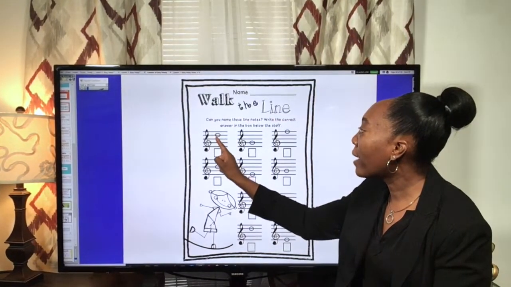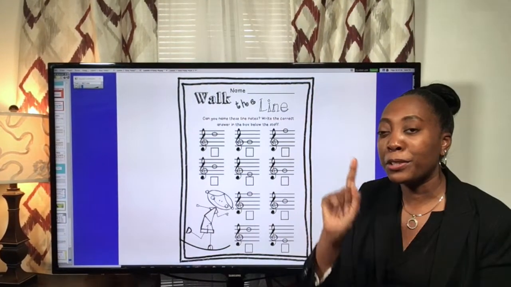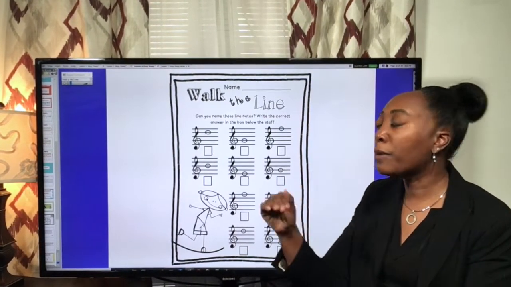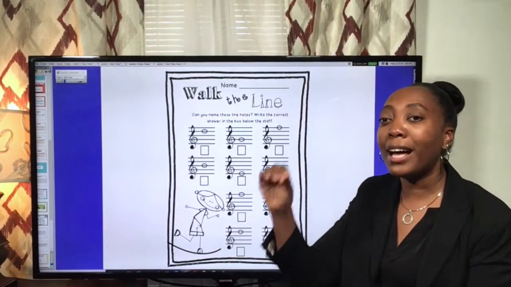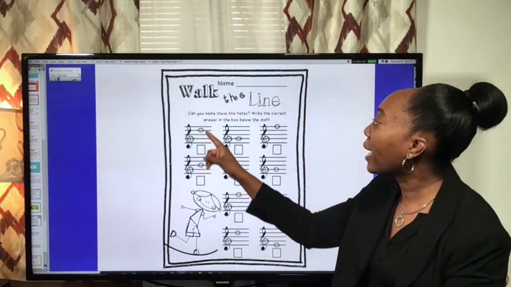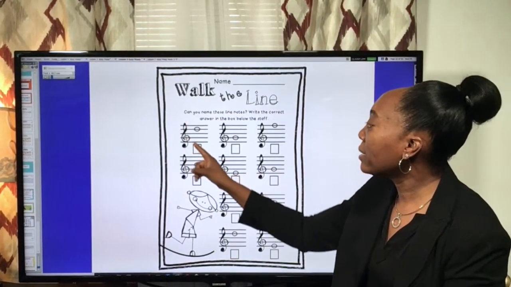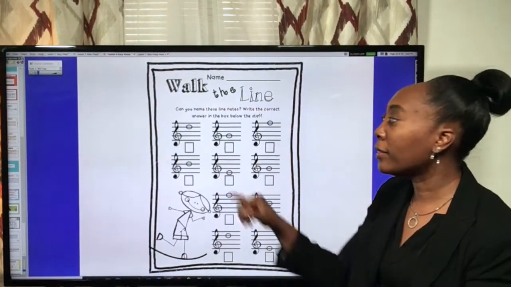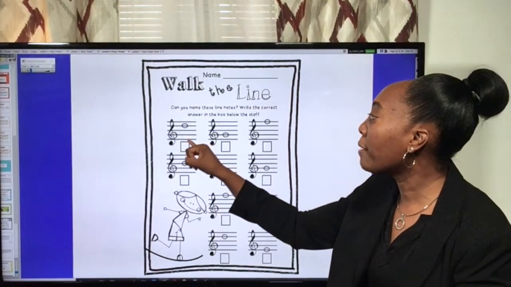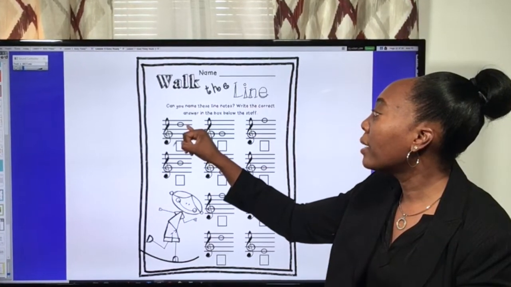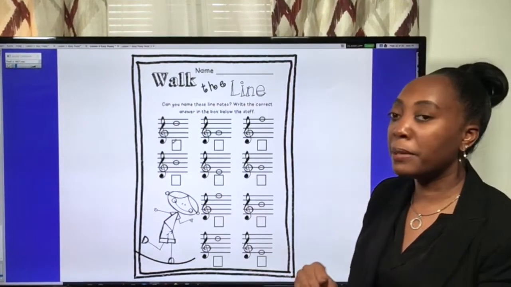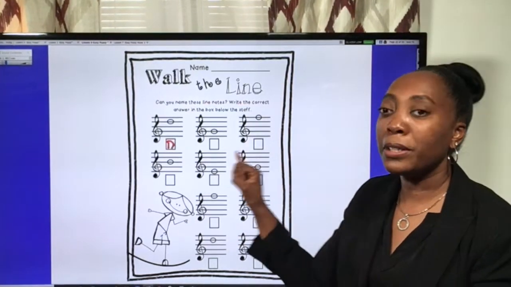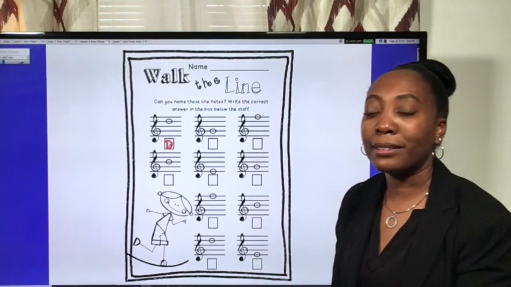So we have our treble clef. Remember, your treble clef is going to tell you your pitch. It's going to help you figure out those line notes. And you have to answer the question and tell me, what is the letter name? Okay, it's on the fourth line. So every good boy does. So that would be a D. And so the first one has been done for you, and your job is to complete the rest of the homework assignment.